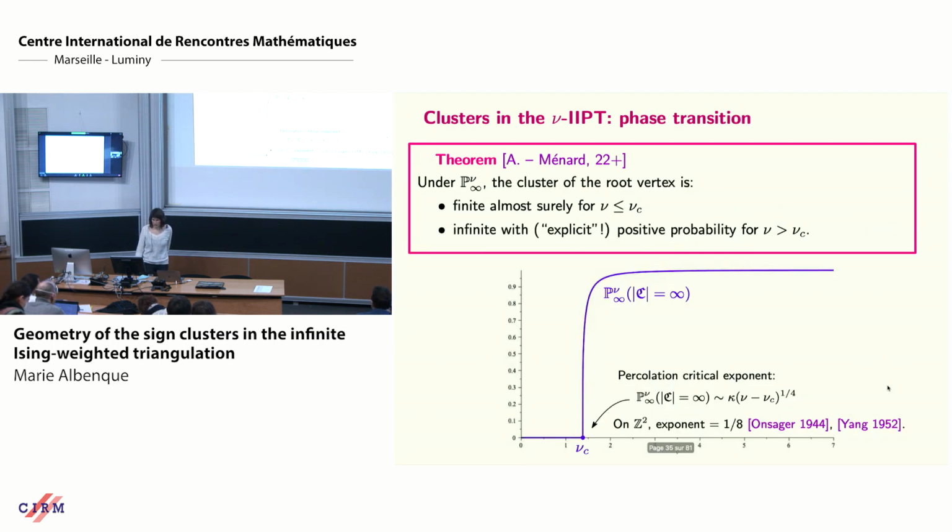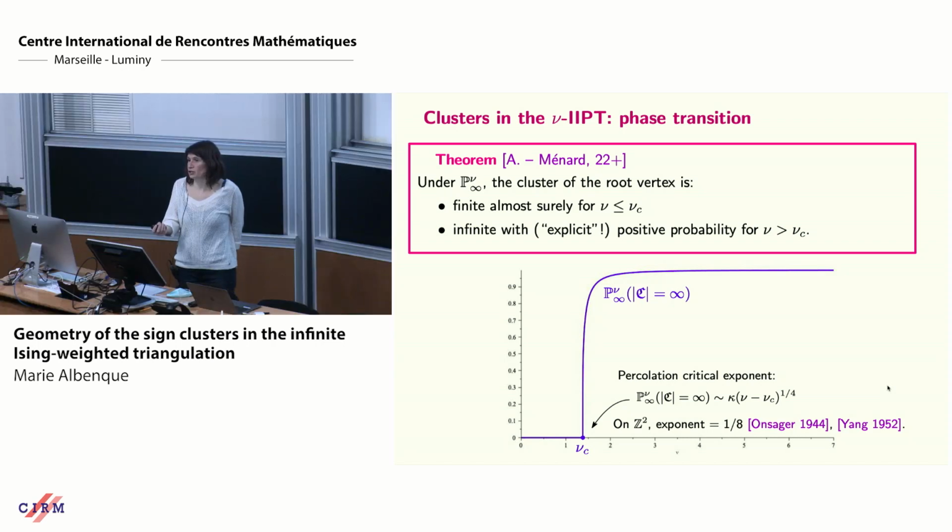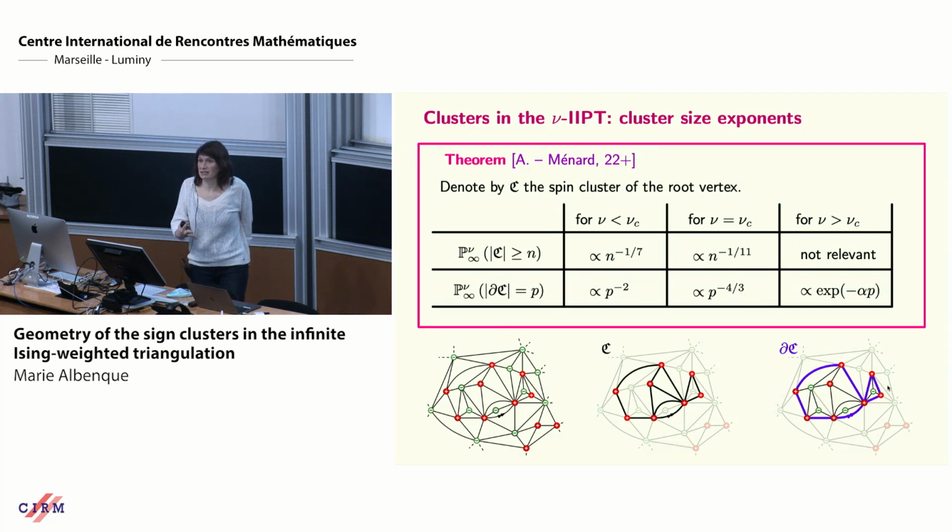Okay, and so that was really evidence of the phase transition for the probability of percolation. And we also have some quantitative results about the geometry of the clusters. What we can prove is that in the subcritical case, so when the root cluster is finite almost surely, we can also compute the tail distribution of its volume and the tail distribution of its perimeter.